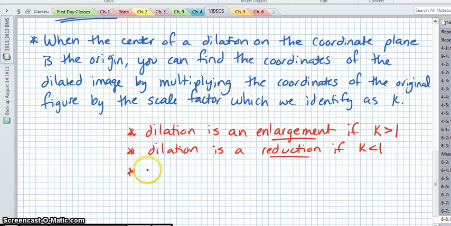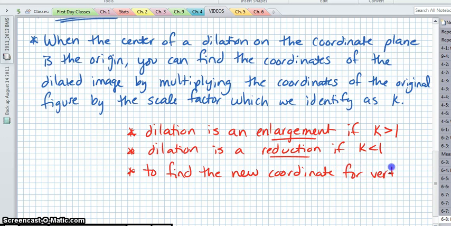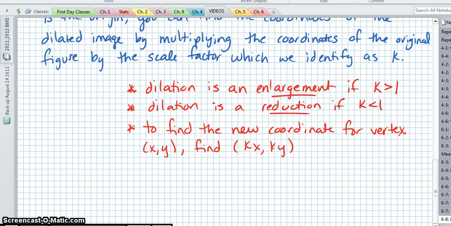When working with the coordinate plane, to find the new coordinate for any particular vertex of your shape, remember those are just the corners, you basically multiply the scale factor by each of the coordinates. So what does that mean? Well, let's go ahead and look at a couple of graphs and see.